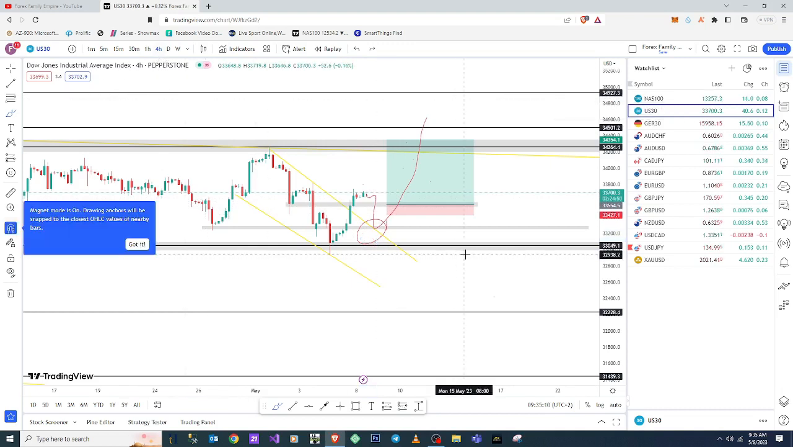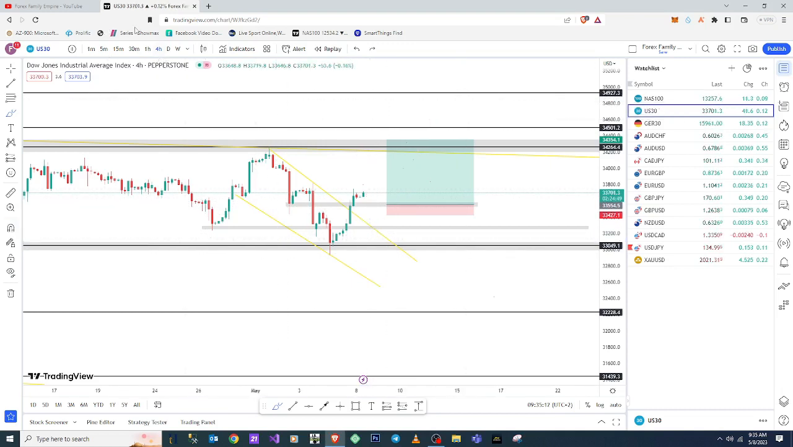Let me just remove this again. It's just for me to explain to you what plans you need to have. You know that you don't need to chase the market. You know that, okay, if they get here, I start putting my buys, they break out this line, you know that you're going to wait for them to come back and touch it here.